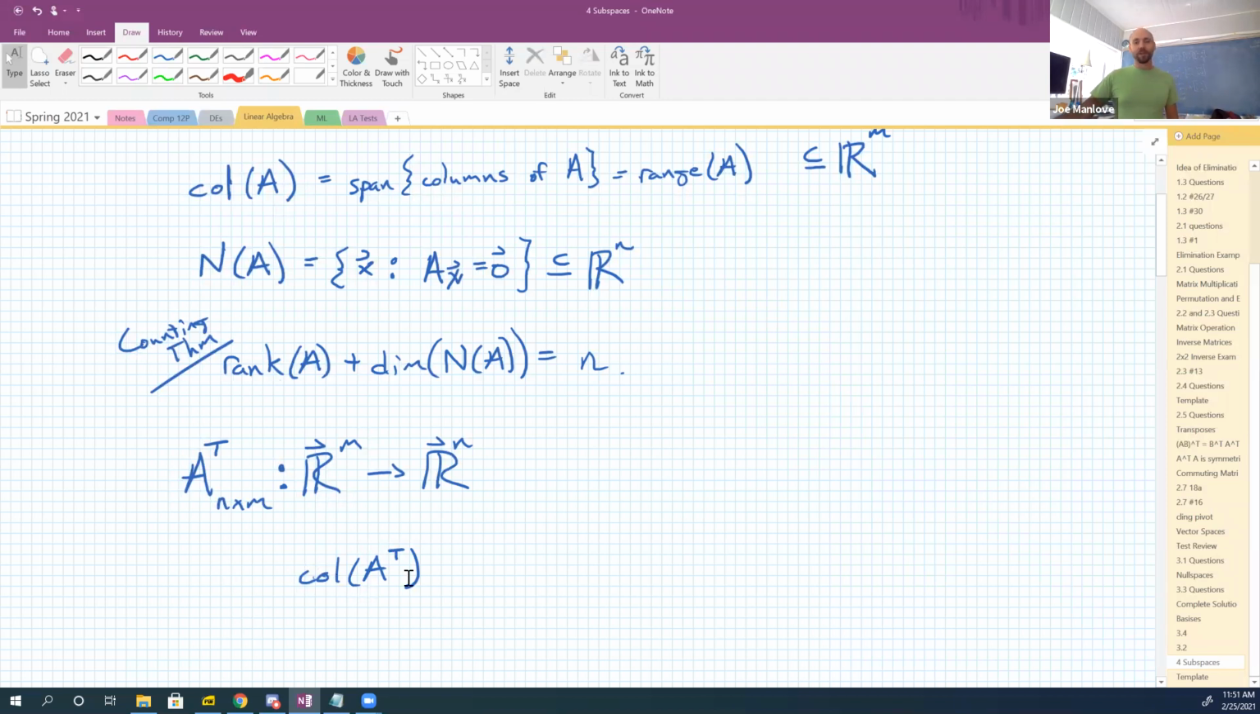Okay, so I've got the column space of A transpose. That's going to be the span of all the columns of A transpose. And this is going to be equal to what of A transpose? And it's going to be a subset of something. So fill those blanks in for me.